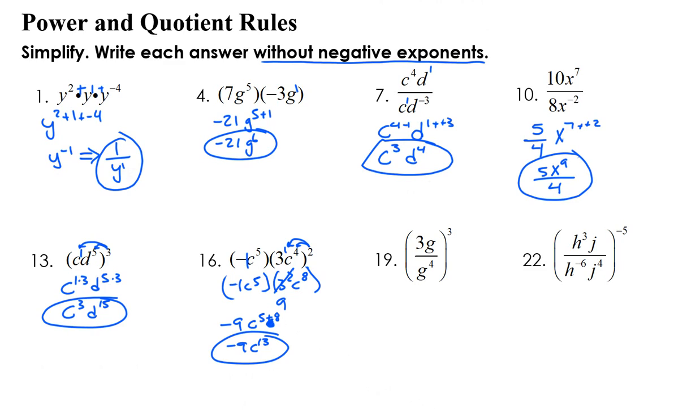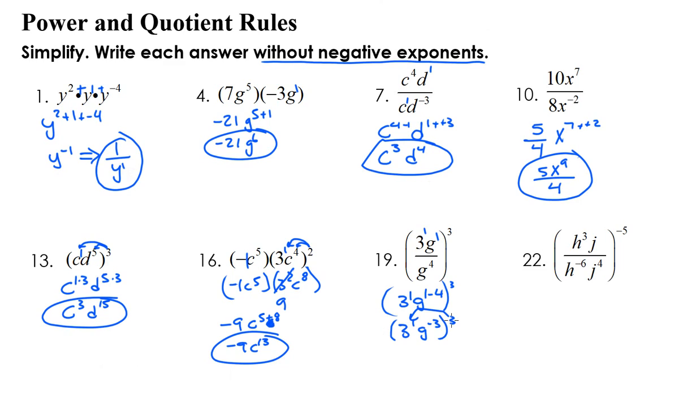Okay? Okay, for 19 here, 3 to the first, g to the first over g to the fourth. We can do this a couple different ways. I'm going to simplify this first as much as I can and then multiply by the 3 all at the end, since this is all in parentheses together. So I'm going to leave that as 3 to the first, and then that's going to be g to the 1 minus 4, and that whole thing is cubed. So it's going to be 3 to the first, g to the negative third, all cubed.